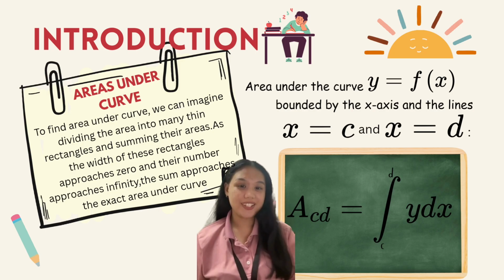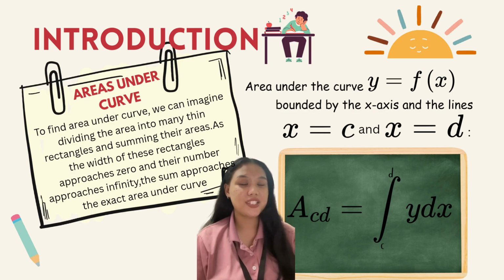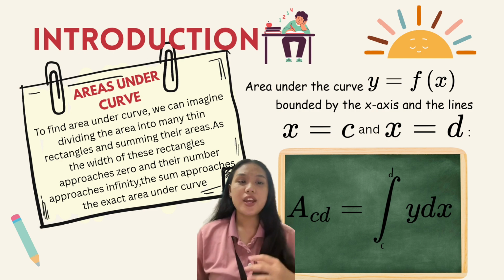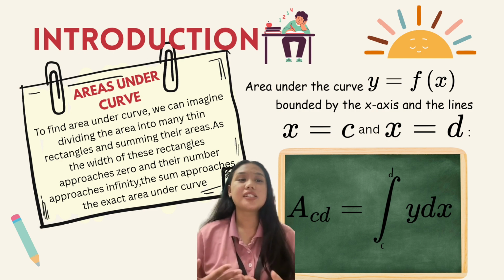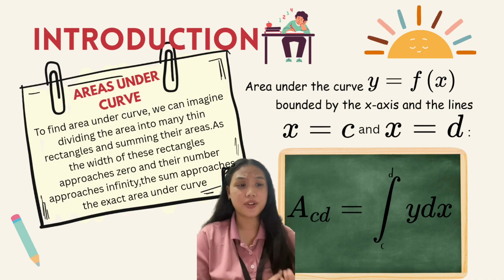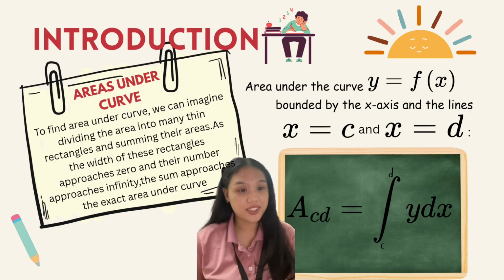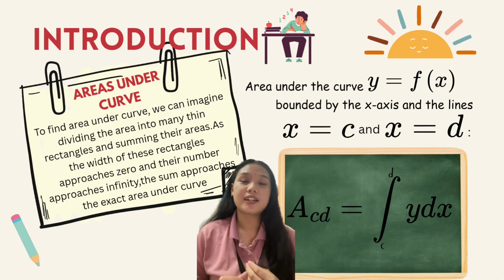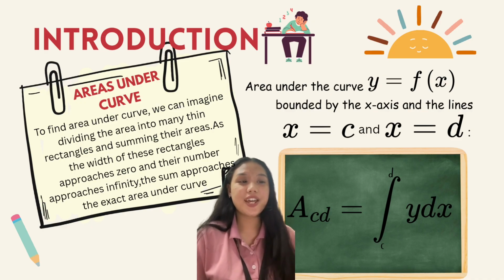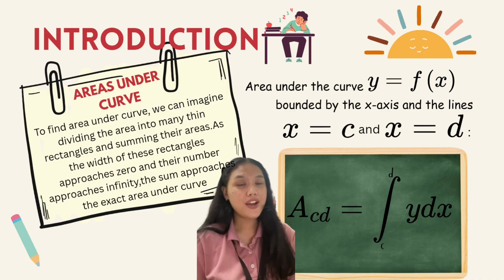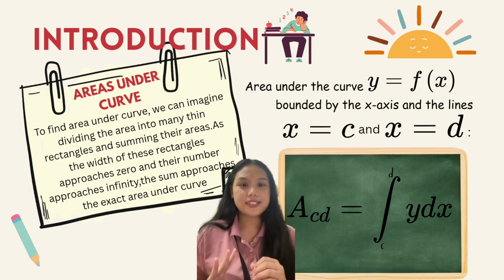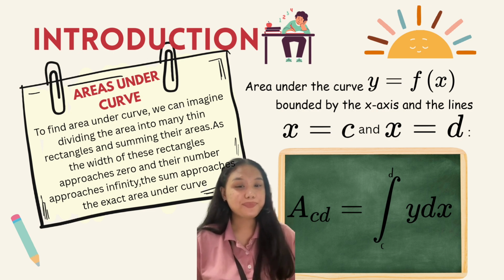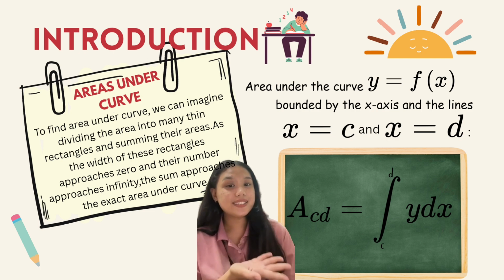Now let's move forward to my group's topic, which is area under curve. To find the area under a curve, we can imagine dividing the area into many thin rectangles and summing the areas. In short, as the width of these rectangles approaches 0 and the number approaches infinity, the sum approaches the exact area under the curve. The formula for the area under the curve y equals f(x), bounded by the x-axis and the lines x equals c and x equals d. So the full formula is this.